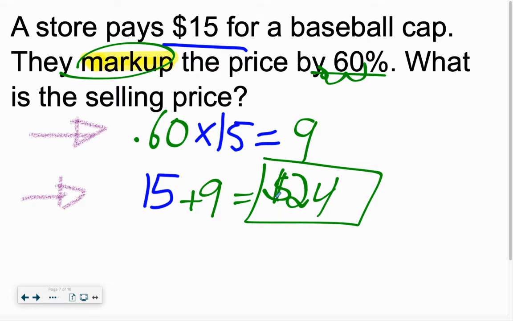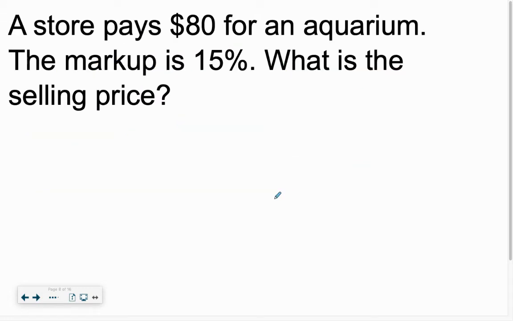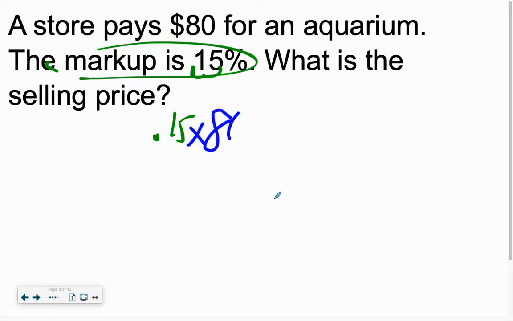What is happening? Do we have a tax, tip, discount, markup? Aha, a 15% markup. Bump, bump. 15% of what? Of $80. So you take that 15, be very careful. That decimal is so important.